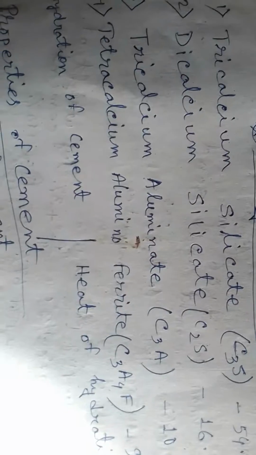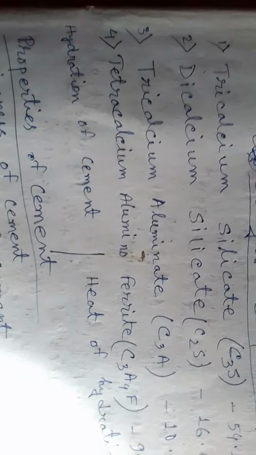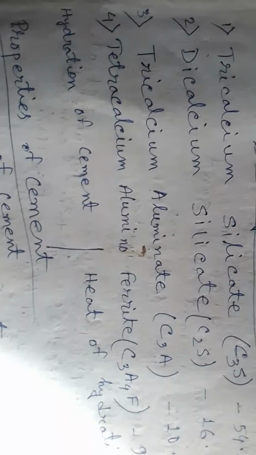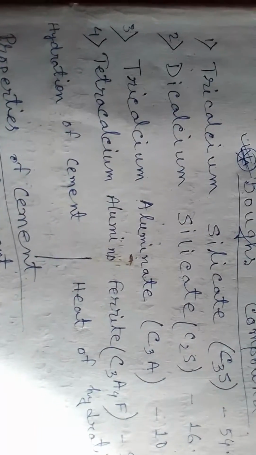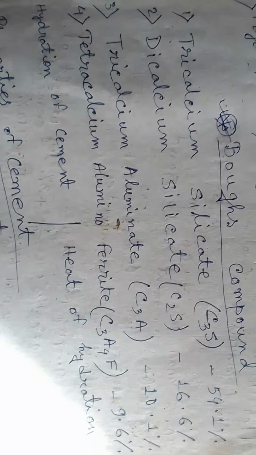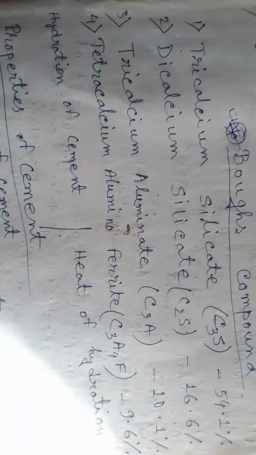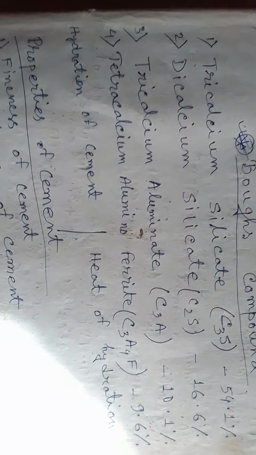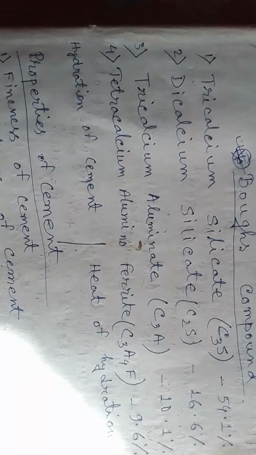Then come two important properties of cement. First is hydration of cement, another is heat of hydration. So what is hydration of cement? When we mix cement with water, a chemical reaction takes place between water and cement. The reaction between cement and water is called hydration of cement.